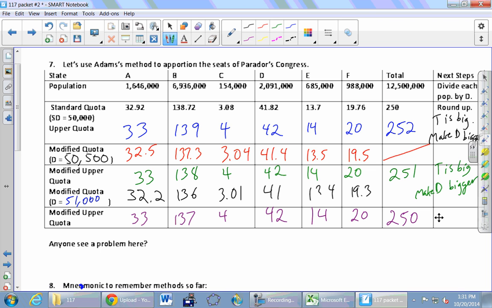That's right. Totaling the modified numbers doesn't give us any info. It's really the rounded ones that we care about. Okay, so is there a problem here? Let's see. This person right here ended up in the final tally with 33. Does that seem okay? That seems fine, right? How about this 138.72? Isn't that troubling?